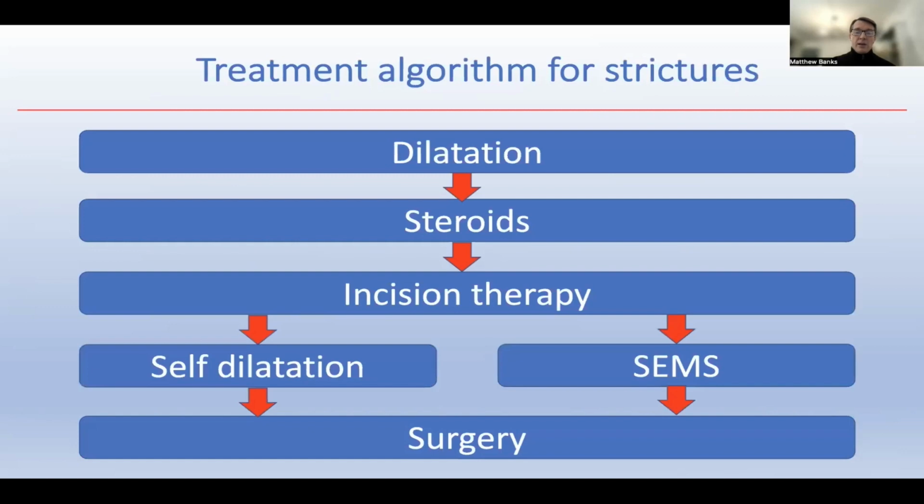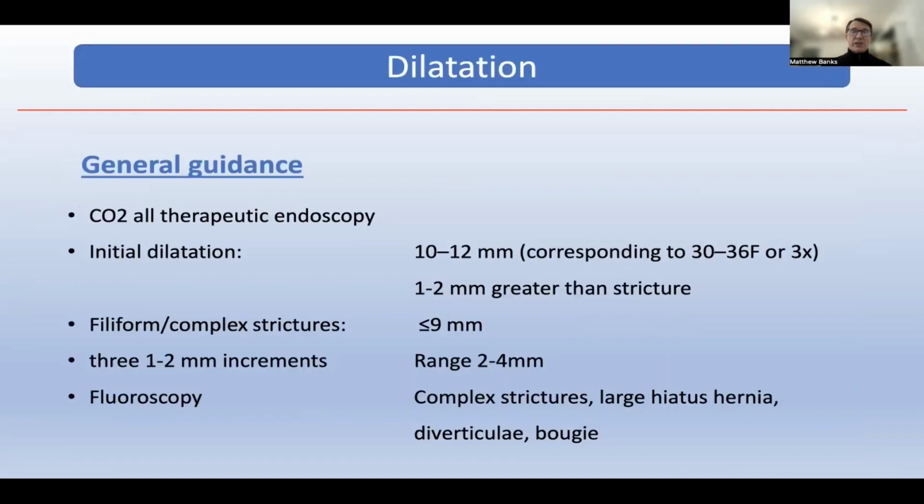Now, this is the algorithm I'd suggest. Once the initial dilatations have failed, initially consider weekly dilatation for 6 to 8 weeks. Now, if this doesn't work, then consider intralesional steroids, followed by incisional therapy, and either self-dilatation or self-expanding metal stent, depending on what you've got available in the department, and the last case scenario is surgery.